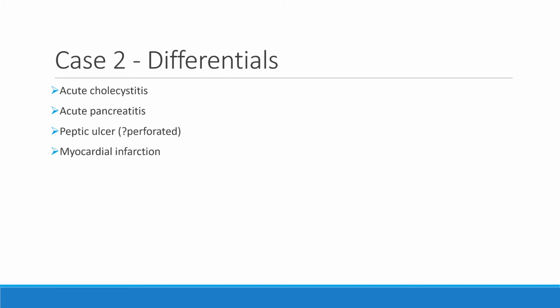What differentials can you think of at this stage? Probably acute cholecystitis, also pancreatitis, peptic ulcer that could have perforated because the pain came on suddenly. Also, you need to exclude a myocardial infarction, where patients can present with abdominal pain.